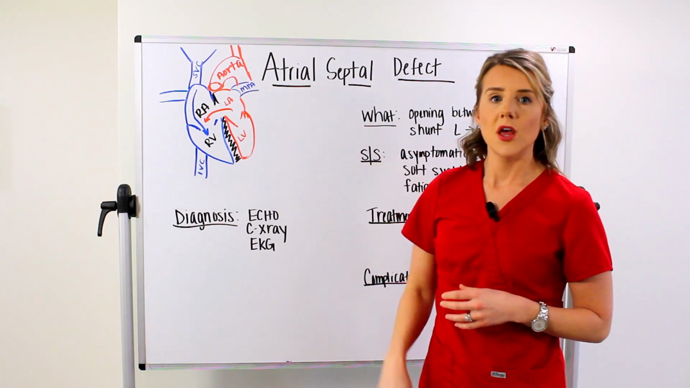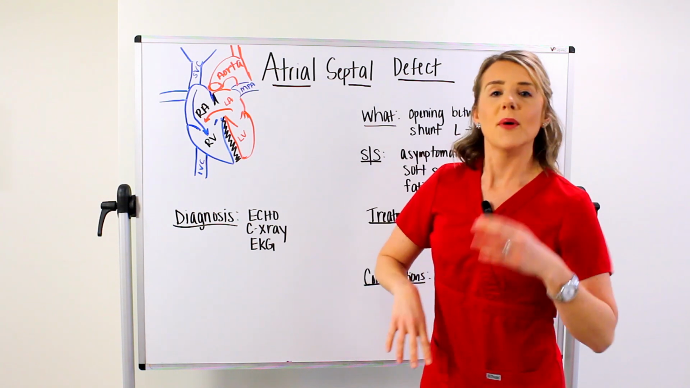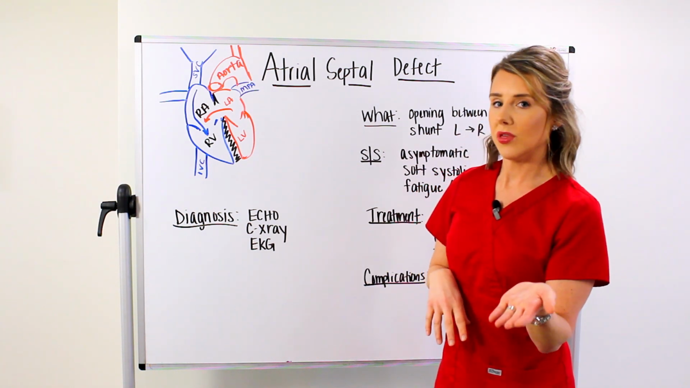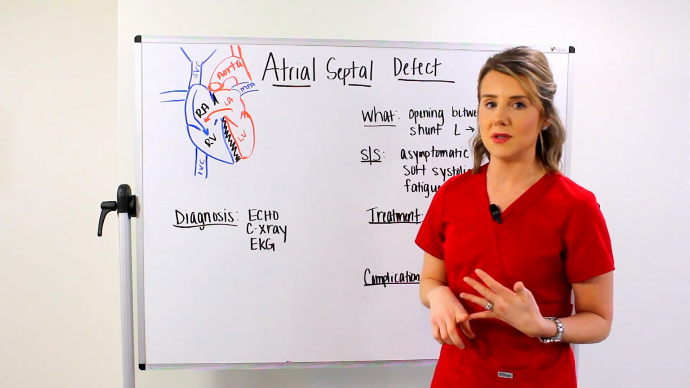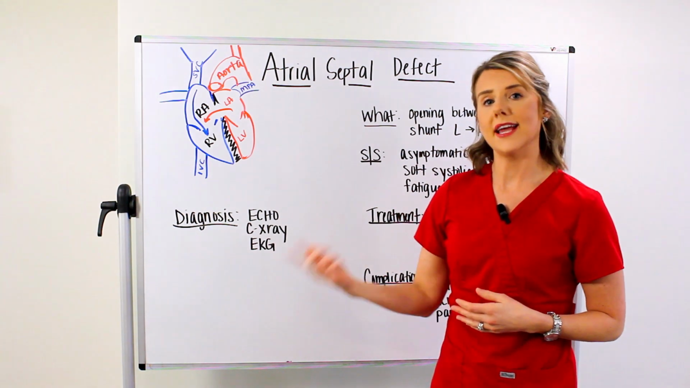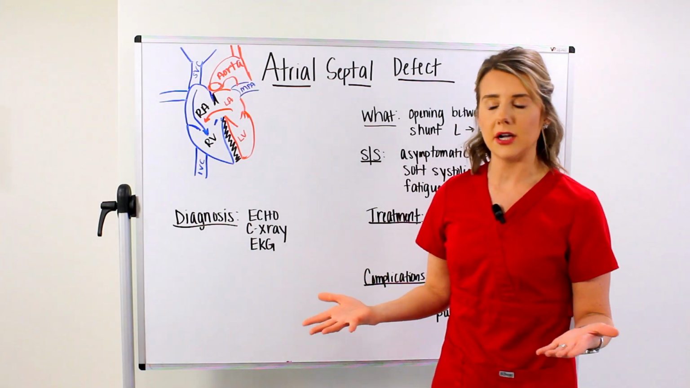Signs and symptoms. The cool thing, or not so cool, I guess, because it still is a heart defect, but when we're talking about an ASD, the cool thing is it could actually be so small that it's asymptomatic. And the beauty of that is it can also actually repair itself and go away on its own. That would be our best case scenario.